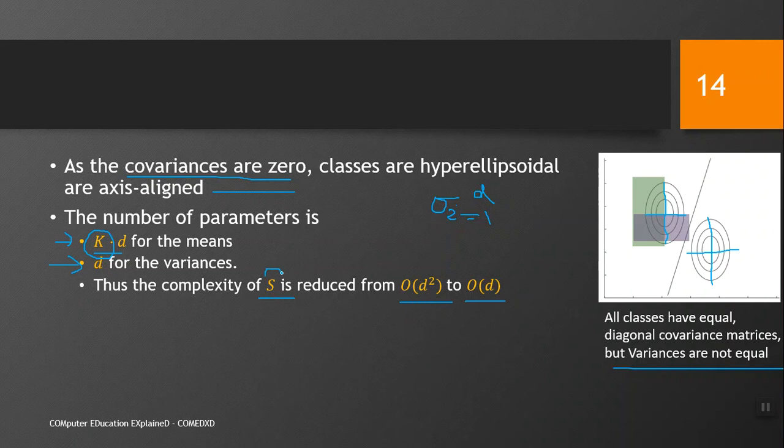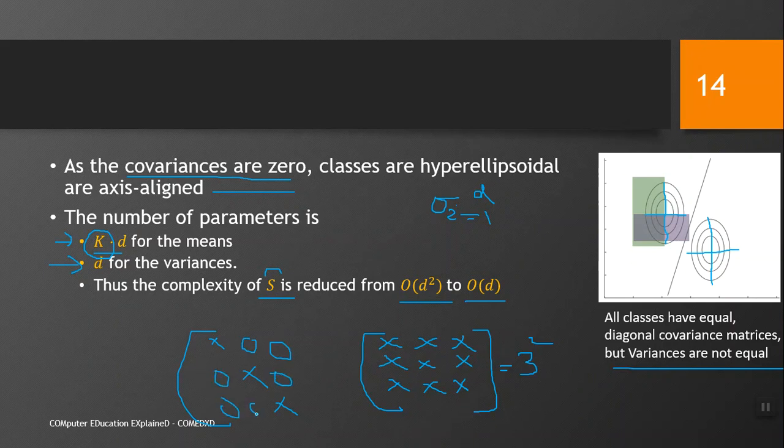S is the variance, so the variance matrix complexity. If we have this kind of matrix, its complexity is d square. If we have 3 features, the complexity of this matrix would be 3 square. However, if this is reduced to this, it has only 3 variances that need to be calculated, and its complexity has been reduced.